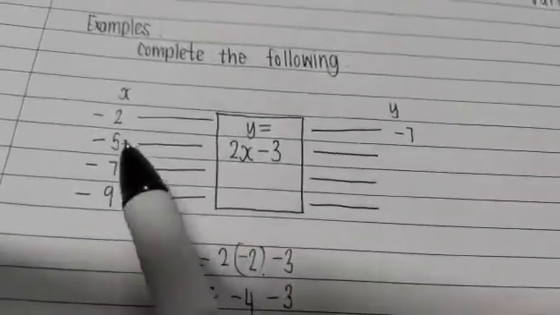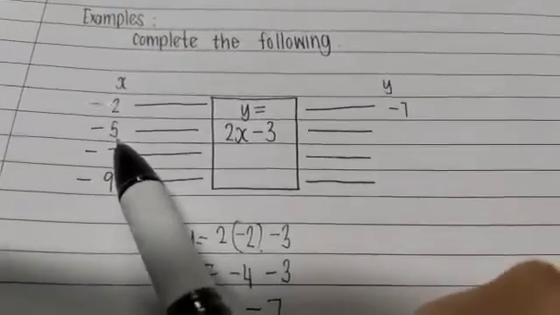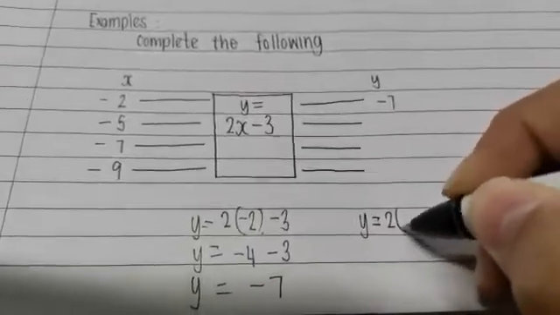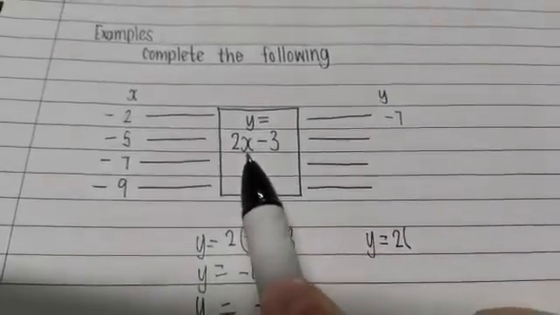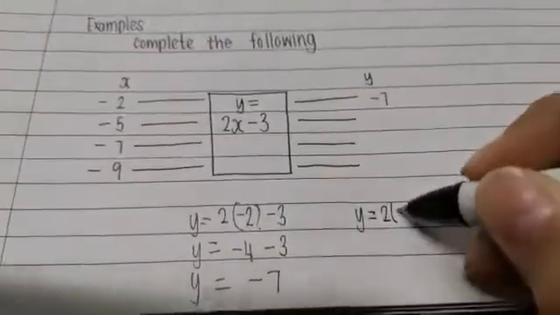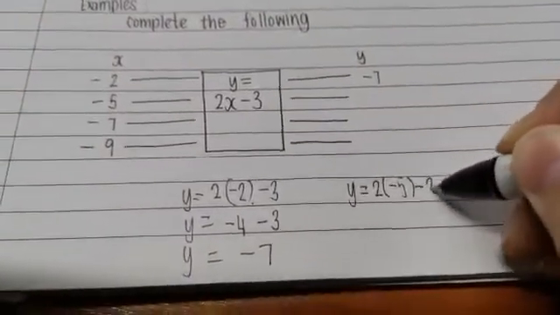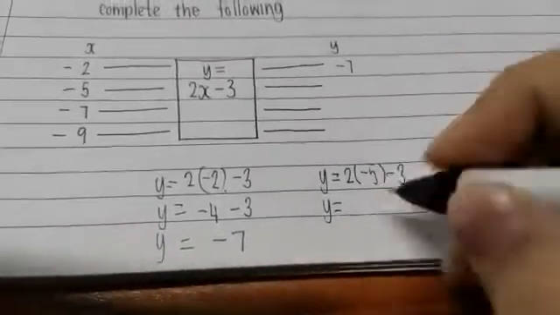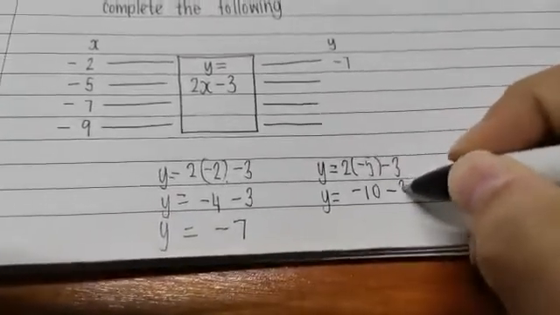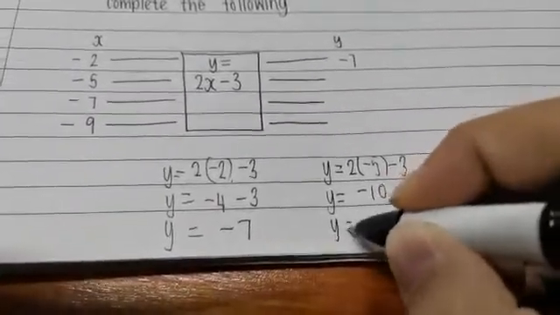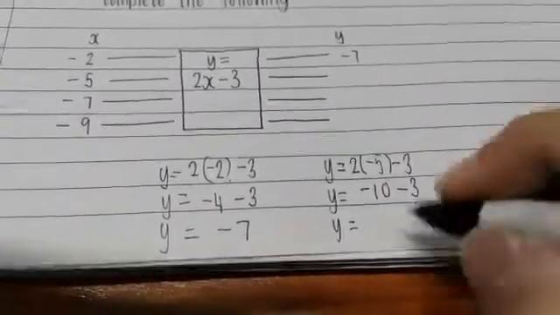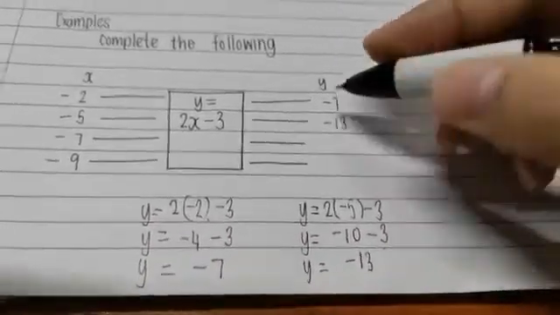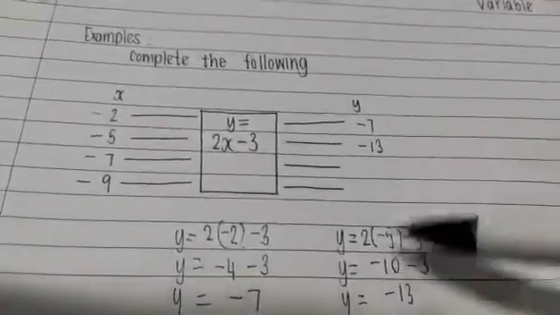The next one, I have -5 as my independent variable. So y is equal to 2, open a bracket because I'm substituting in the place of x, -5, minus 3. y is equal to 2 multiplied by -5 gives me -10 minus 3. And then we can add and subtract. -10 minus 3 gives me -13. Fill it in. And that's exactly what we'd be doing for the remainder of this.